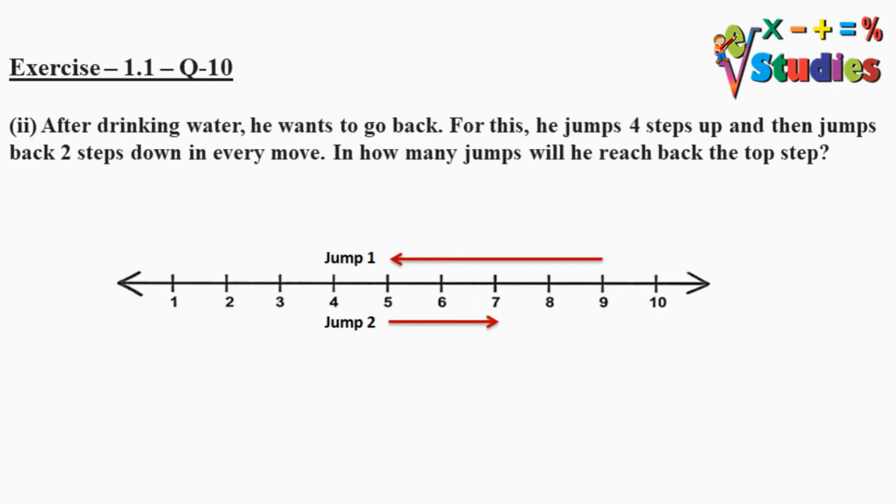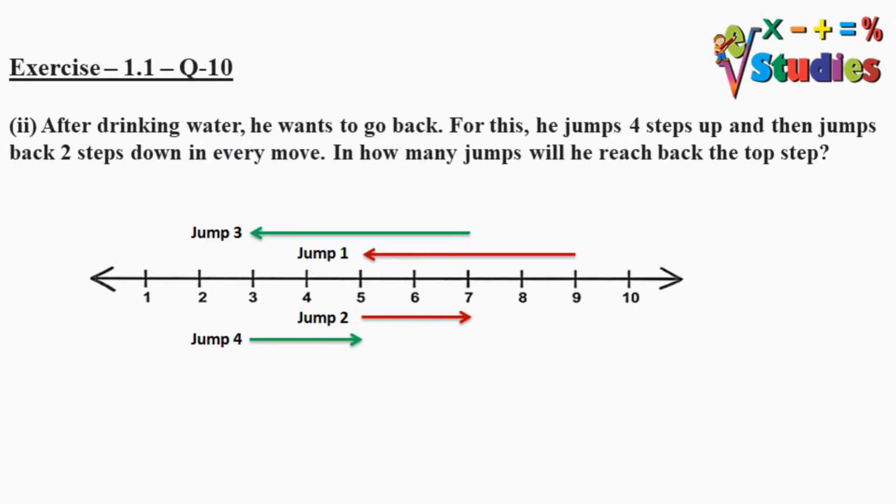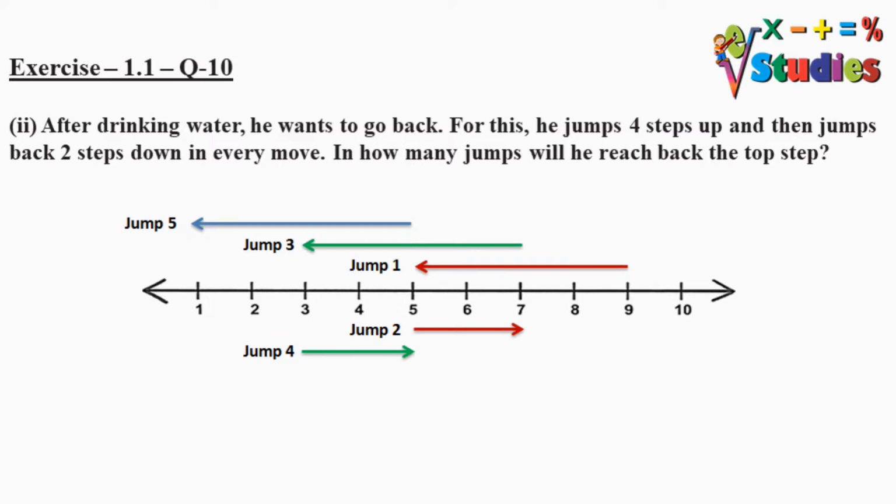Now when the monkey returns, it jumps 4 steps up and 2 steps down. So when he was at step 9, he jumped 4 steps, so he landed on step 5. Then he jumped back and landed on step 7. When the monkey jumped a third time, he landed on step 3 from step 7, and when he jumped back the fourth time, he landed on step 5 from step 3. And at the end of jump 5, he landed on step 1.